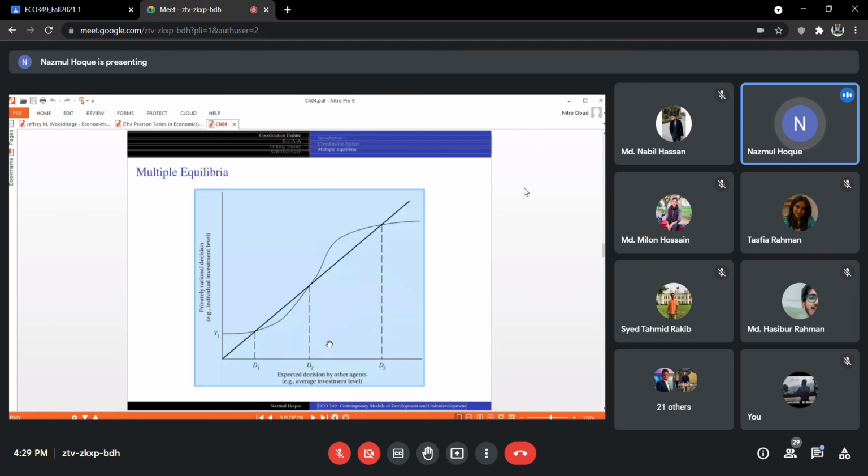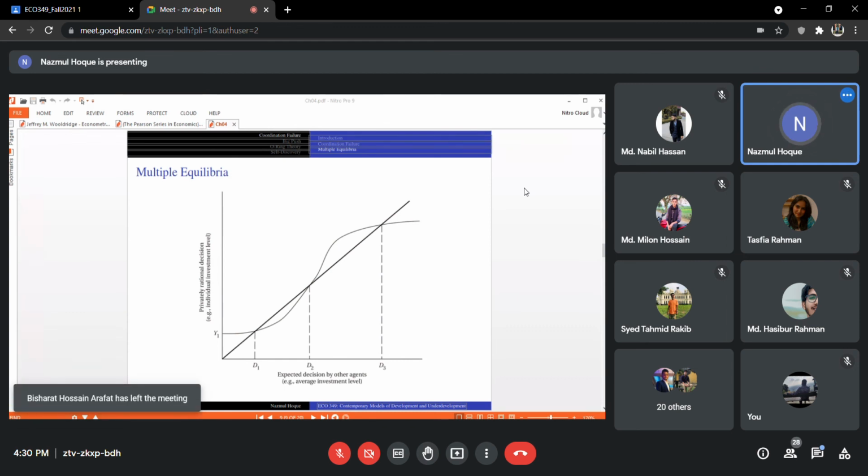So we have a more formal model proposed by... The model was proposed sometime in 1943 by Paul Rosenstein-Rodan. So it is known as the Big Push model.